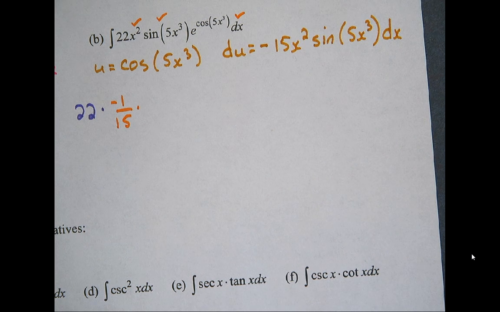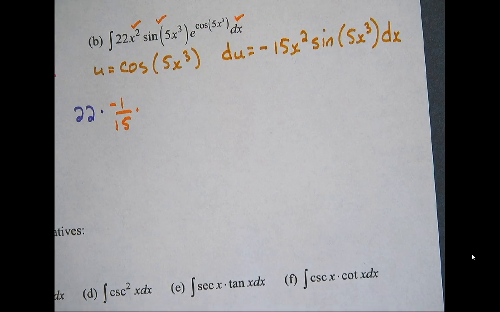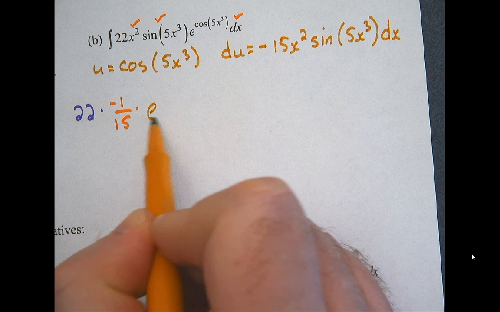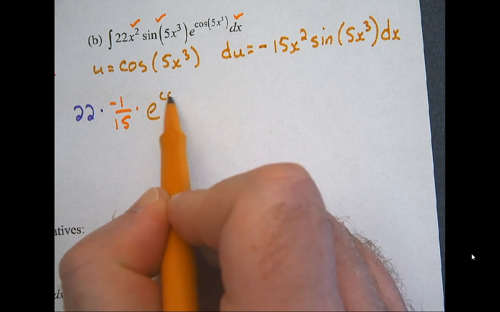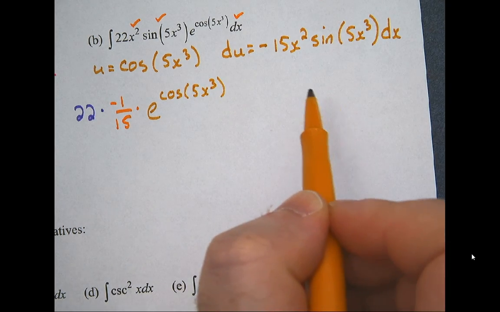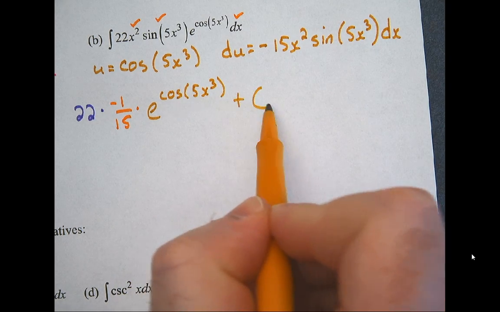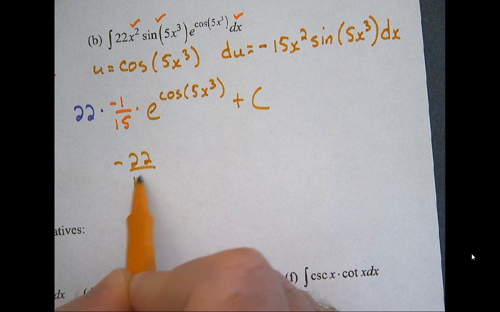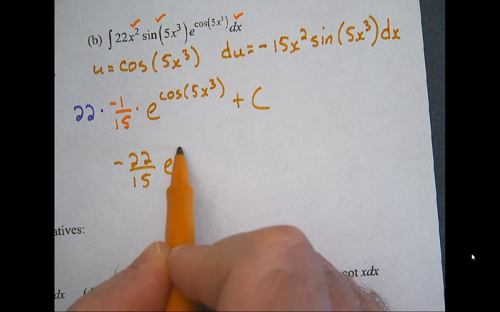Times, and now I'm going to do the actual integral of e to the something. So e to the something is e to the something. Can it really be that easy? Plus c. Let's clean it up. Negative 22 over 15 e to the.